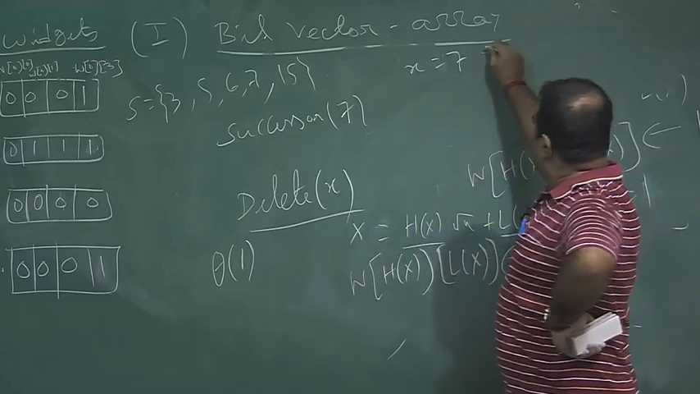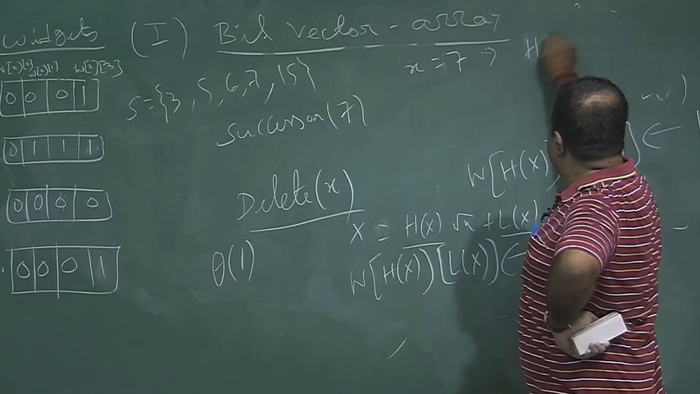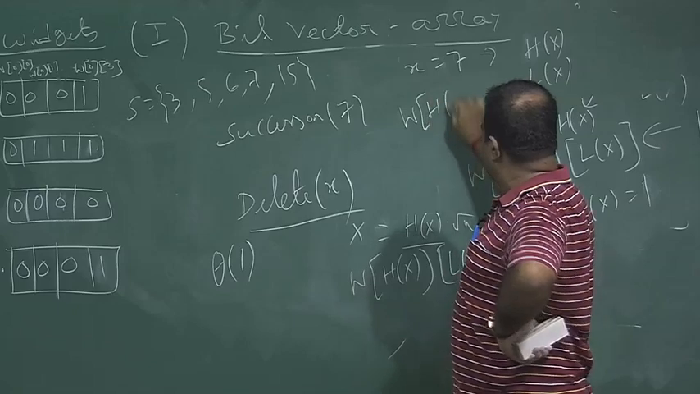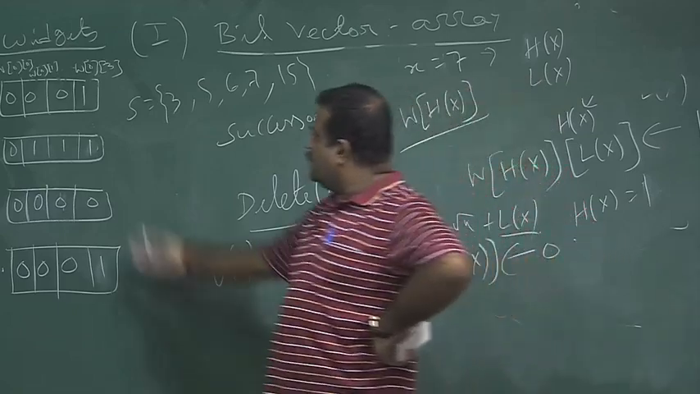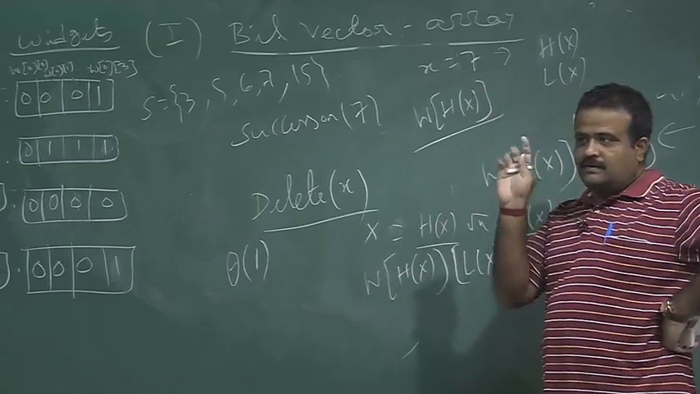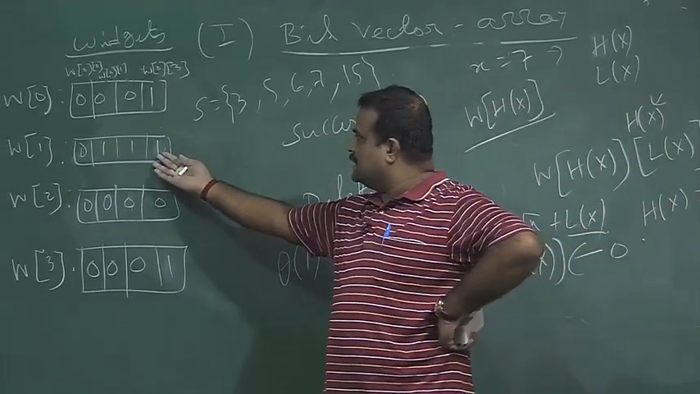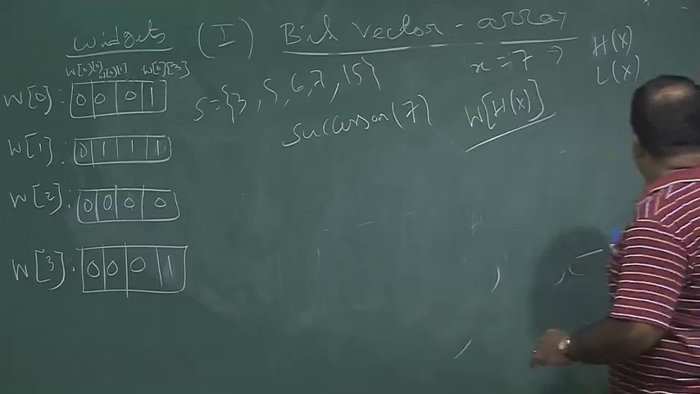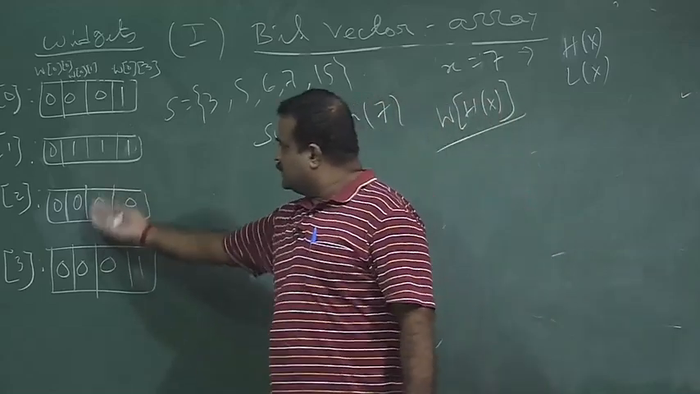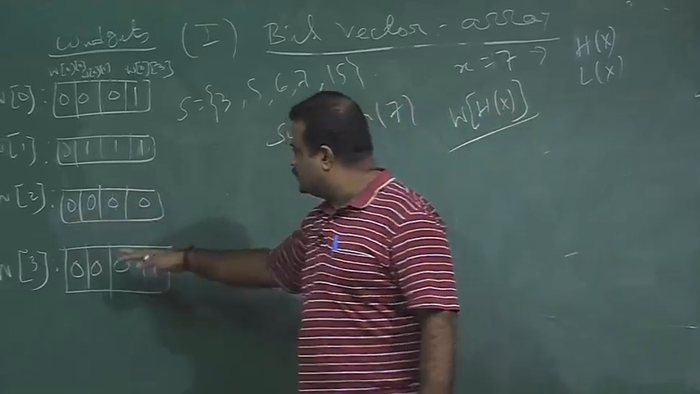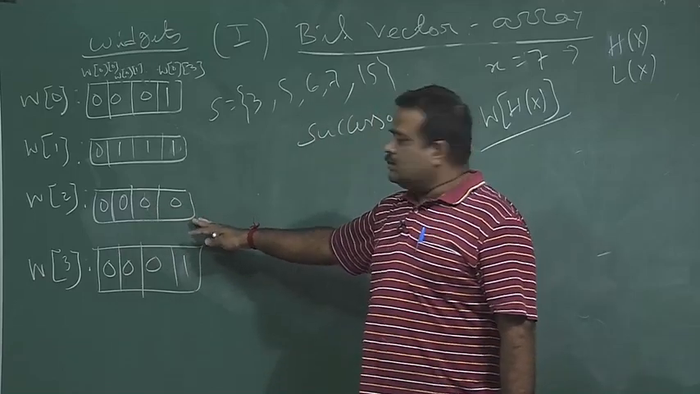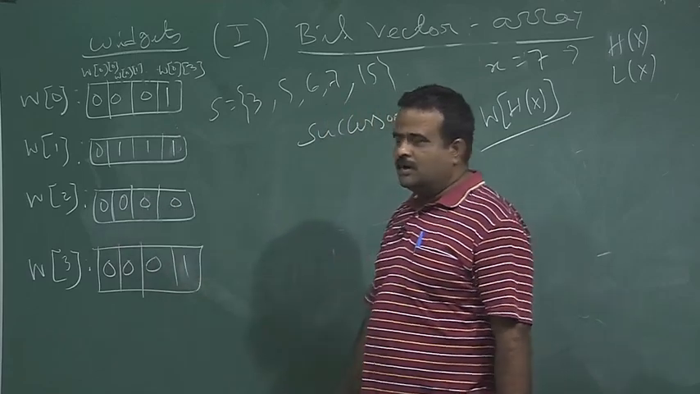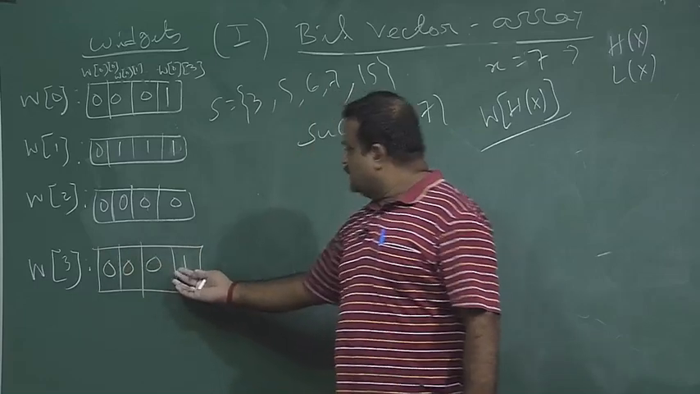So, we first make it into 2 parts, high of x and low of x. We go to w of high of x, that particular widget, and then we find the successor in that widget. If this is the last element, no successor exists here. So, we go for the next block, but this block is empty. But we have to check it, because we do not know whether this is empty or non empty. Then we cannot find here, then we will go for here.